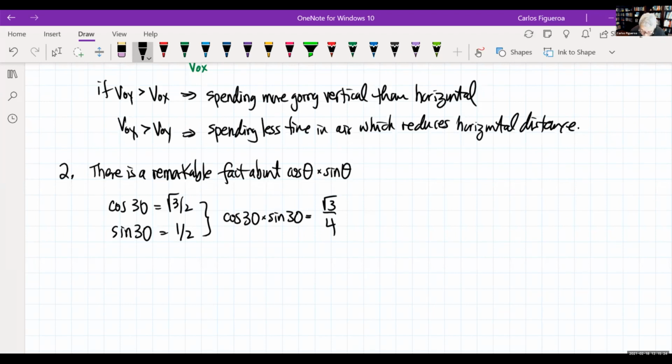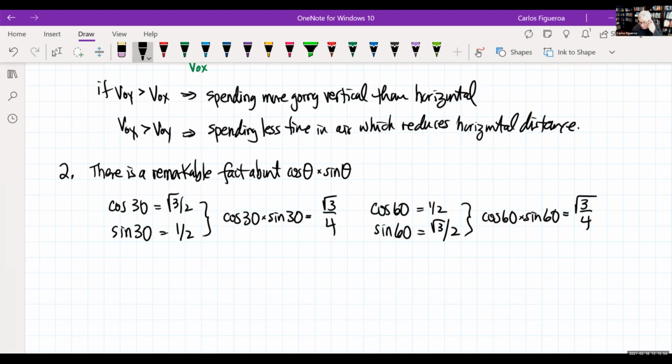This is what's remarkable. If you have cosine of 60 and sine of 60, then the cosine and sine reverse. In other words, this becomes 1/2, this becomes the square root of 3 divided by 2. And so when I multiply these two together, I get the exact same value when I do that.